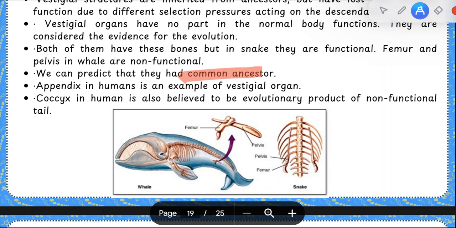Appendix, which is found in humans, is also an example of a vestigial organ. And the coccyx in humans is also believed to be an evolutionary product of a non-functional tail, which came into us from a fish common ancestor.